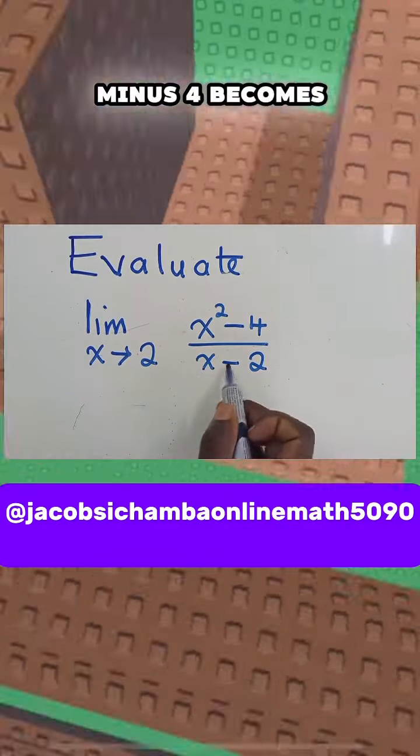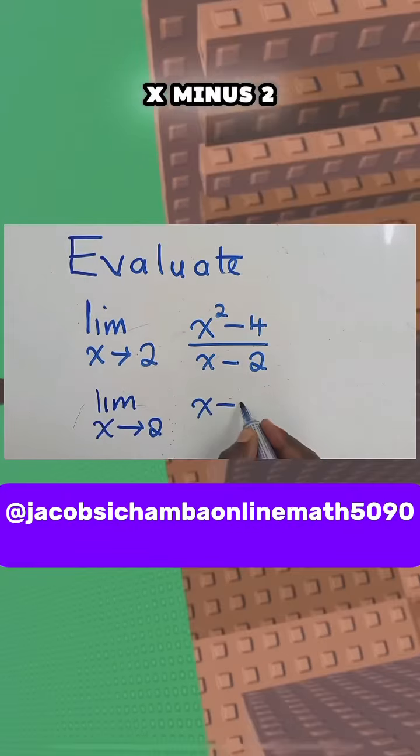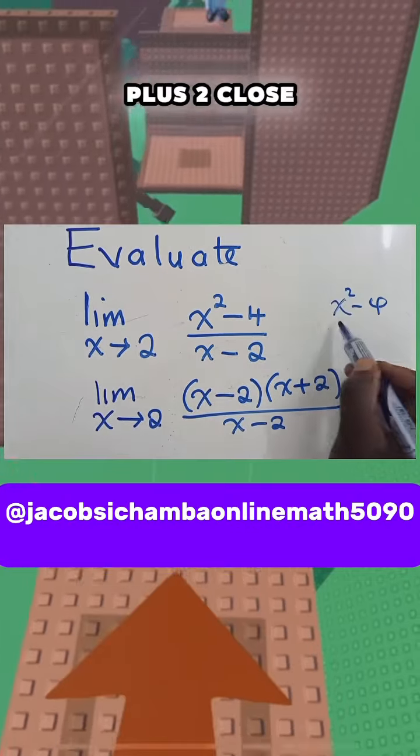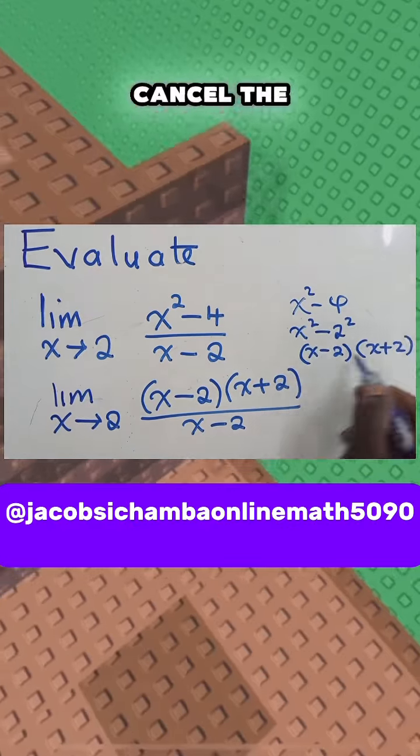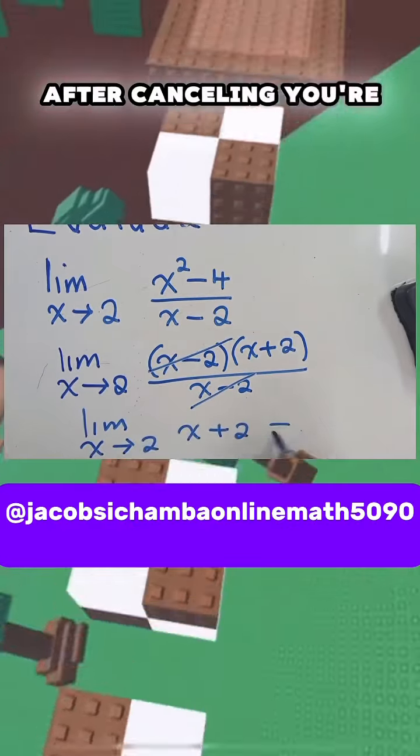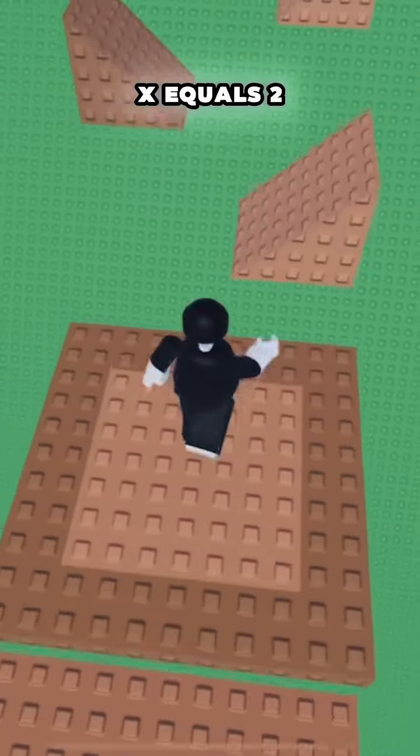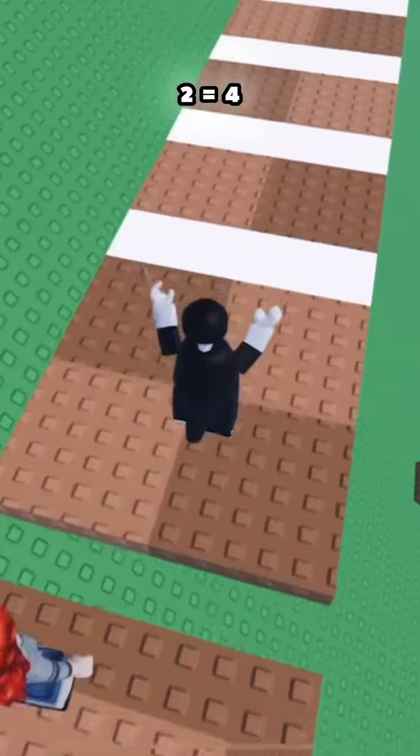x squared minus 4 becomes (x minus 2)(x plus 2). Then you can cancel the x minus 2 term. After canceling, you're left with x plus 2. Now plugging in x equals 2 gives 2 plus 2 equals 4. So the limit is 4.